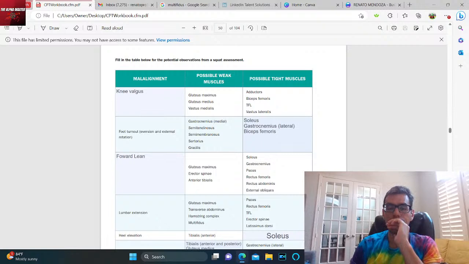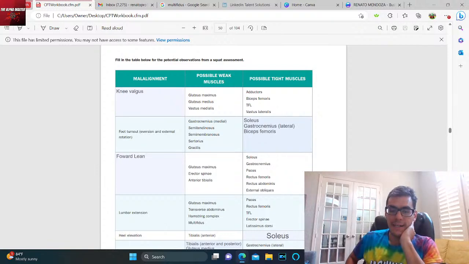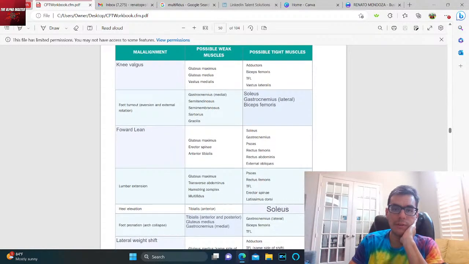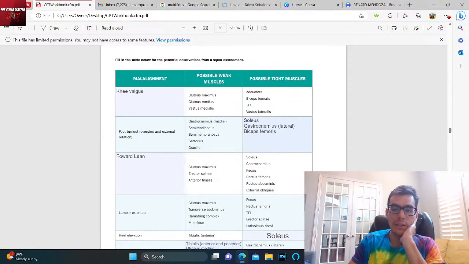Possible tight muscles for the lumbar extension are the psoas, the rectus femoris, the TFL, the erector spinae, and the latissimus dorsi. For heel elevation, you have the tibialis anterior as the possible weak muscle, and the soleus as the possible tight muscle.